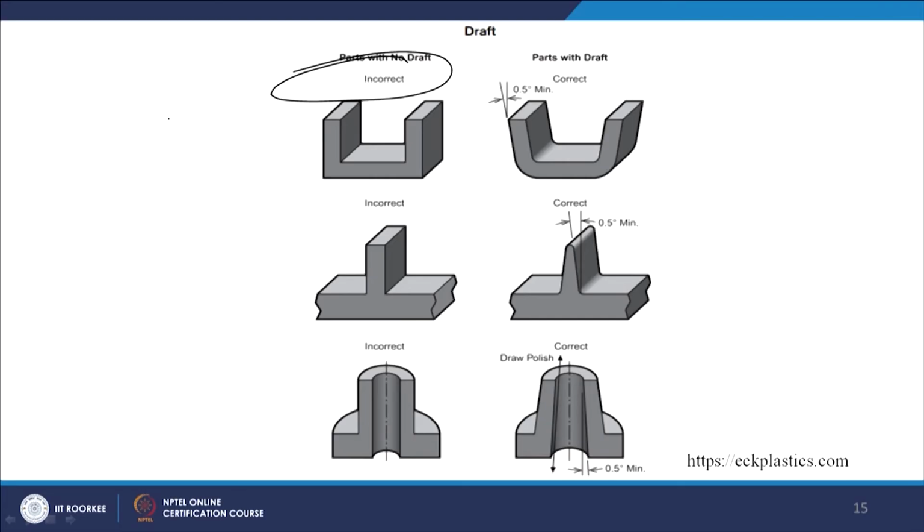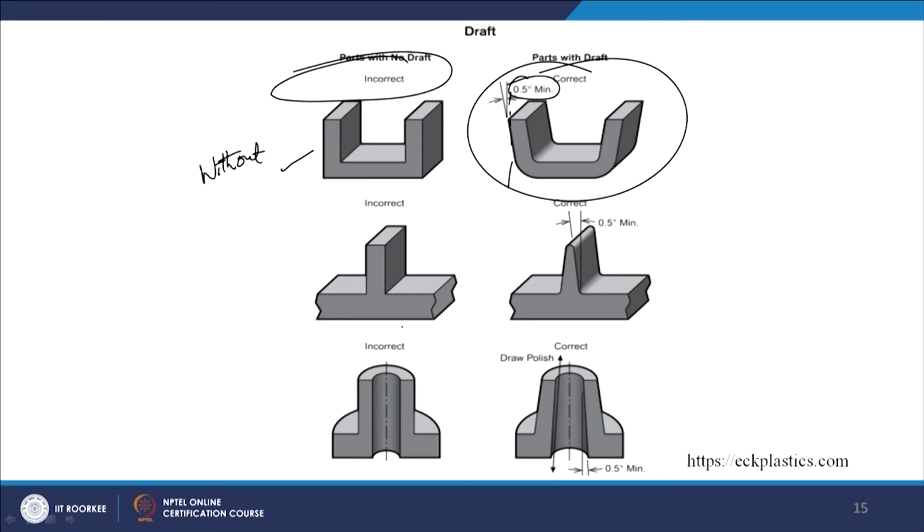Let us try to see with the help of a diagram. It is an incorrect design. This is a design without any draft, and here we can see a draft is given. If you draw a straight line here, you will see that there is an angle, 0.5 degree minimum value of draft. So once this product is made, it is easy to be extracted from the mold cavity.